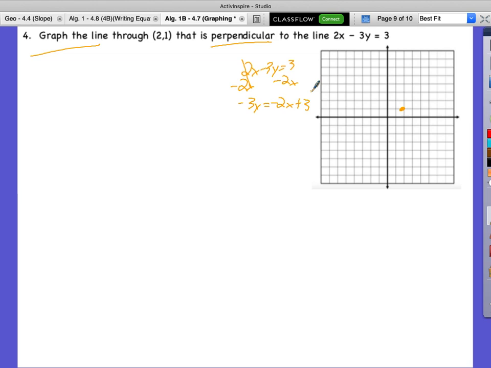If anything, how do we get negative 3 away from y now? Divide both sides. Negative y is equal to negative 2 over negative 3 x plus 3 over negative 3. Okay? Negative divided by negative is a positive, so 2/3 x. What's positive 3 divided by negative 3? Negative 1. So, big picture, what's our slope of this line? 2 over 3. So, our perpendicular slope, what we really want is negative 3 over 2.